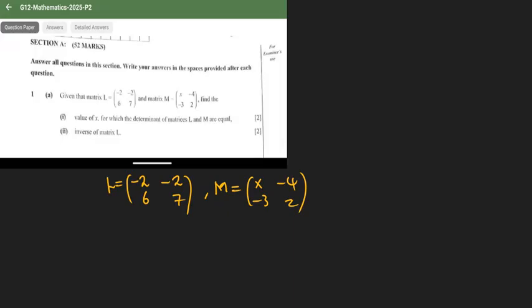So they are saying that the determinant of L and that of M are equal. So you are going to use a matrix which is complete to find the determinant. So get L, then find the determinant. Determinant of L: you're going to have negative 2 multiplied by 7 minus the negative 2 multiplied by 6. But we know how to find determinants by now.